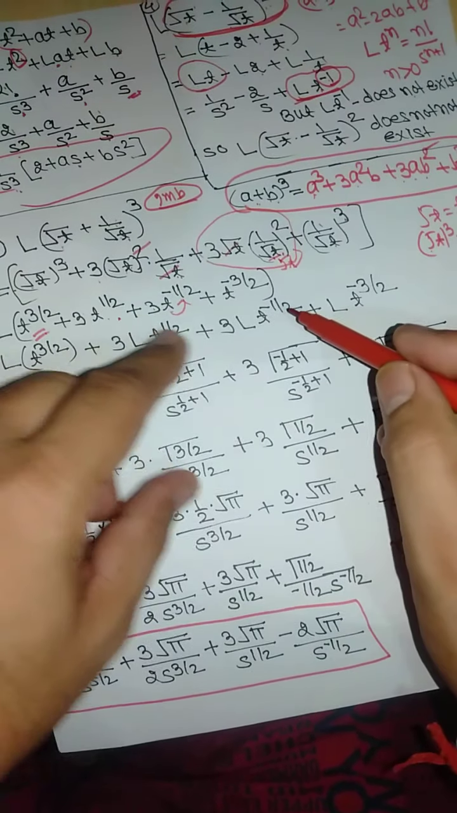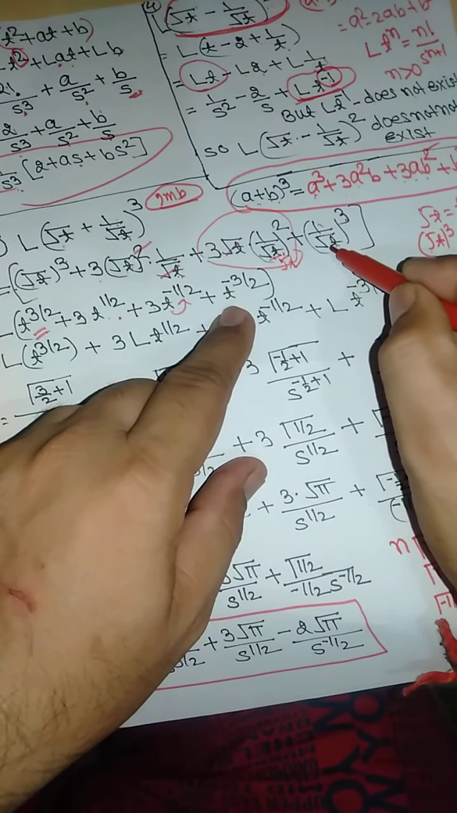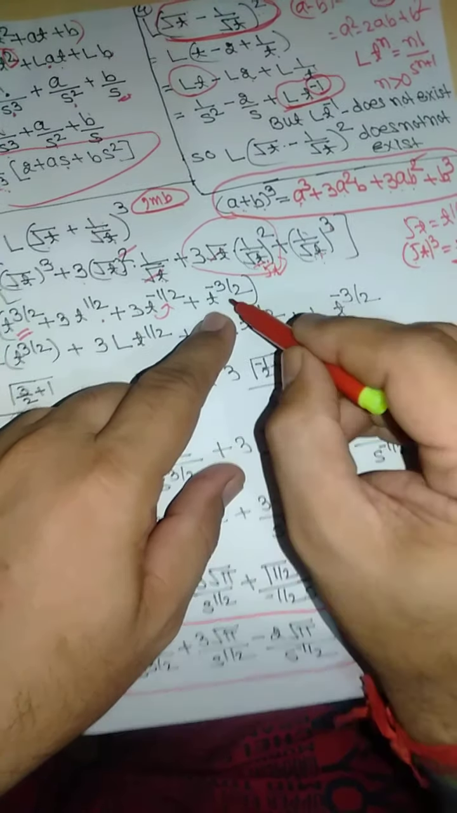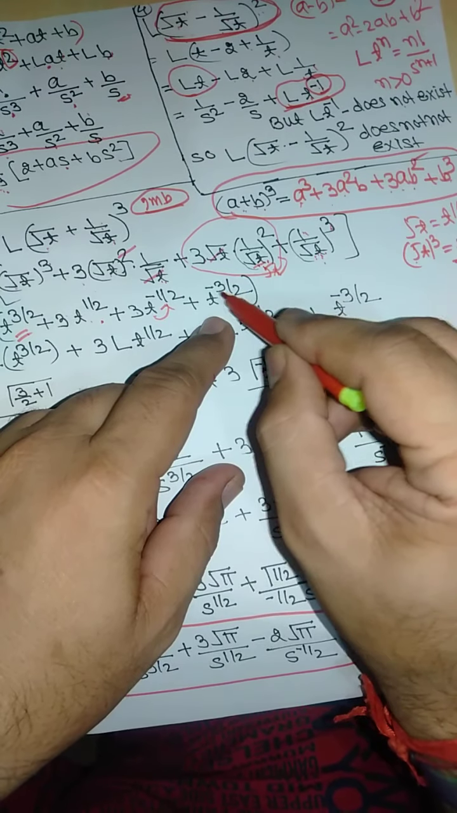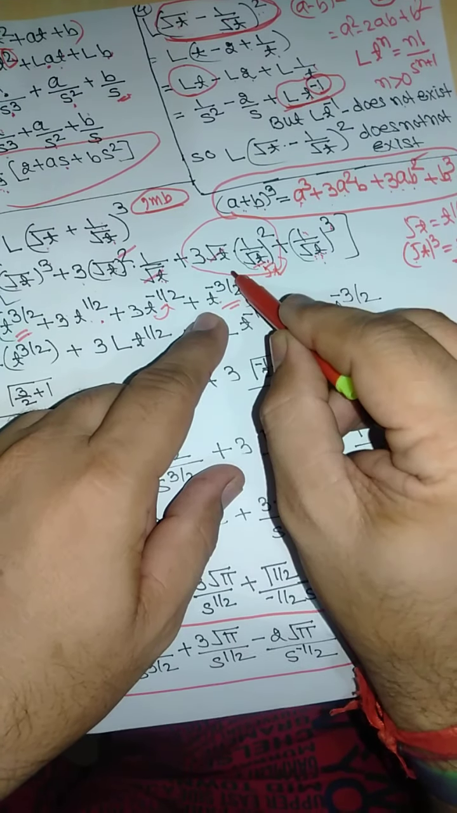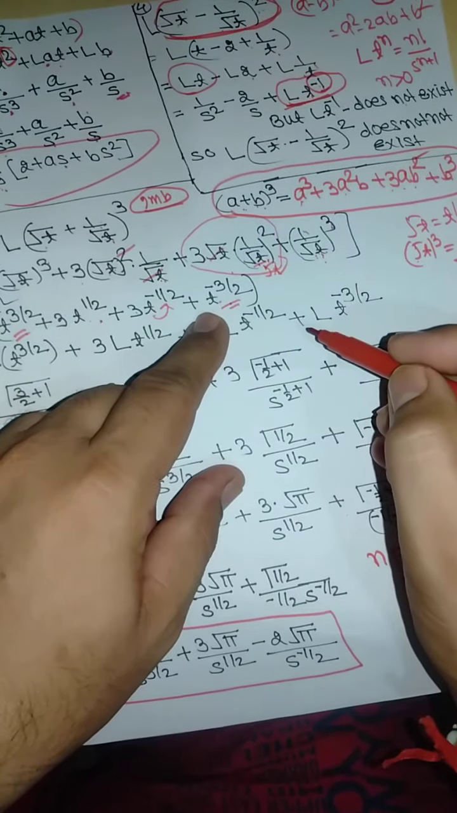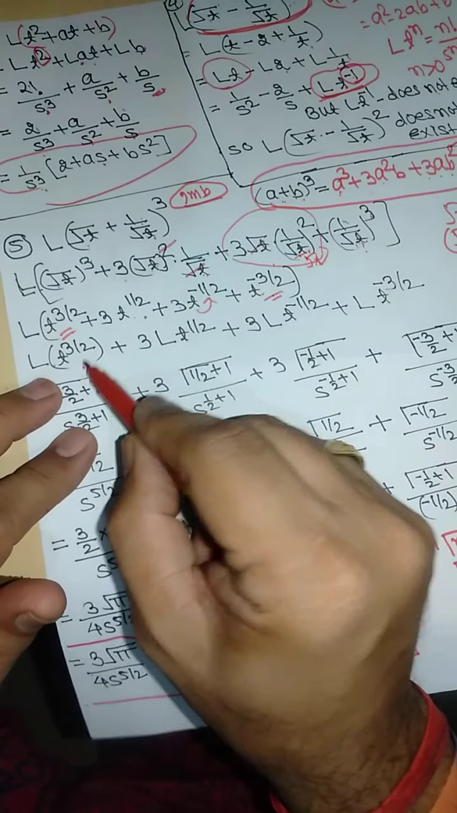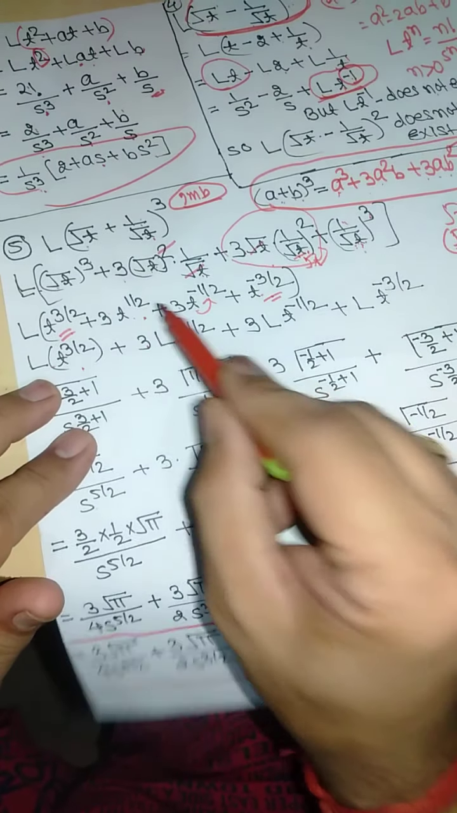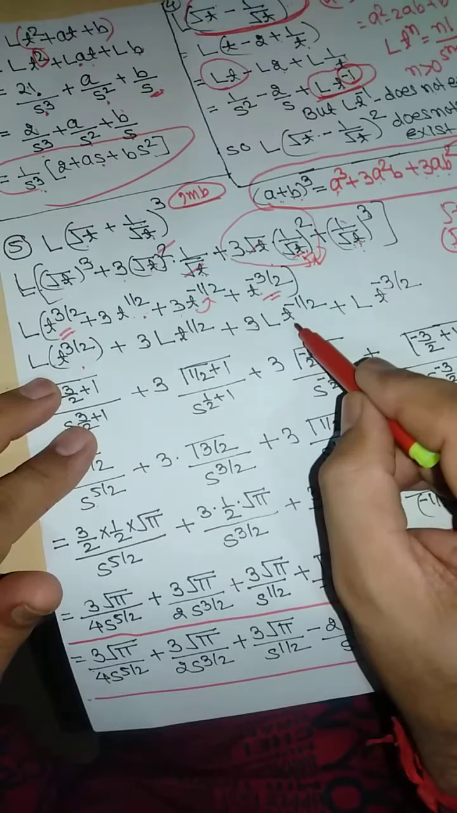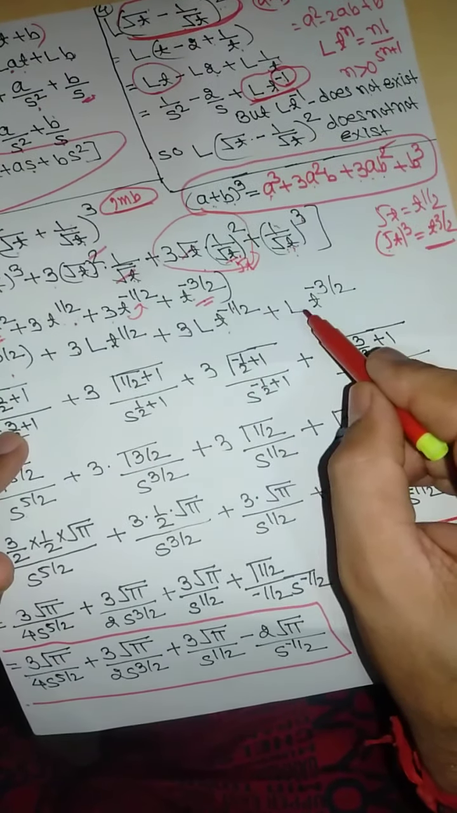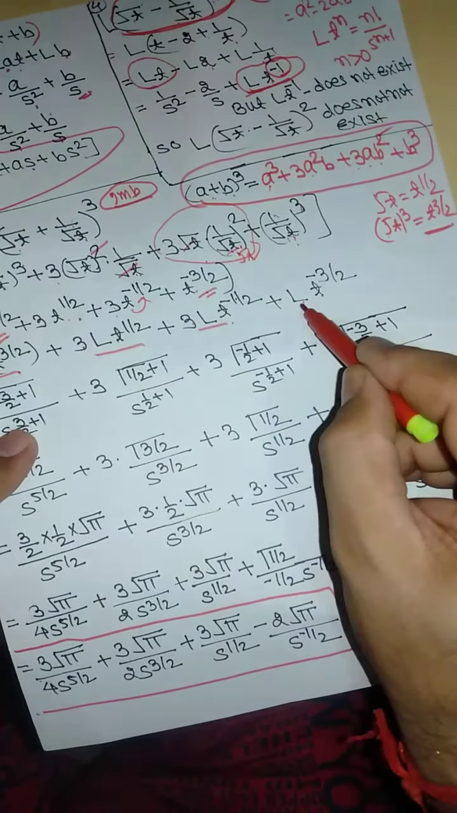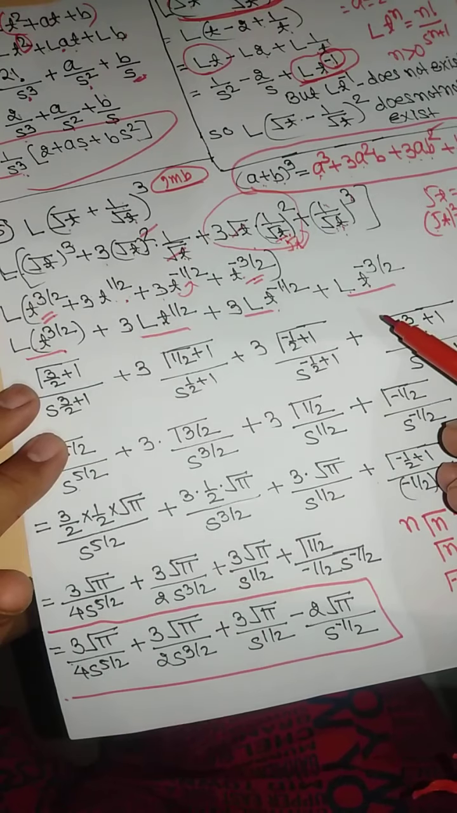Is it okay? Then the last one, 1 upon root t whole cube, means 1 upon t to the power 3 by 2. When it goes in the numerator, it is written as t to the power minus 3 by 2. And now apply the linearity property: L of t to the power 3 by 2 plus 3 L of t to the power 1 by 2 plus 3, the outside constant, L of t to the power minus 1 by 2 plus L of t to the power minus 3 by 2. I am applying the linearity property, meaning separating the Laplace transform of each term.